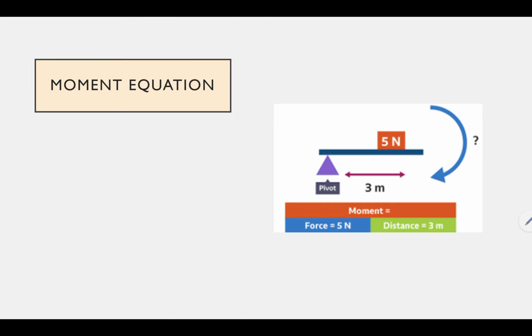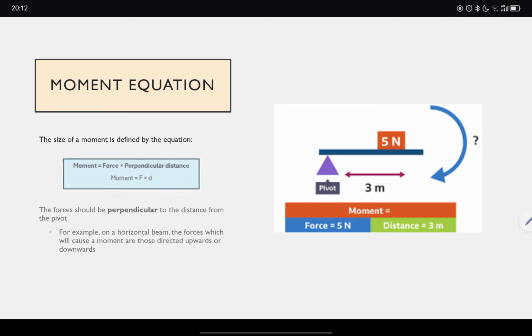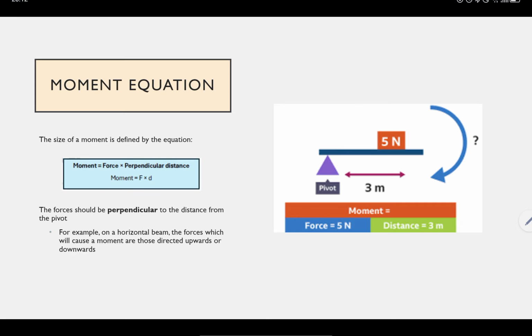Now, what is the moment equation? Moment depends on two things. It depends on the force and it depends on the distance. So the size of a moment is defined by the equation moment is equal to force times the perpendicular distance.